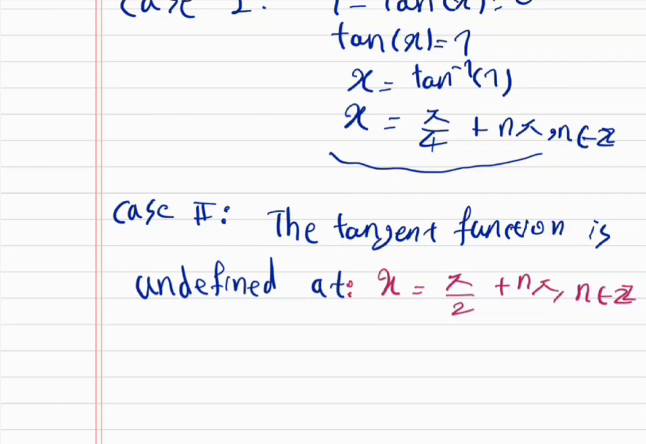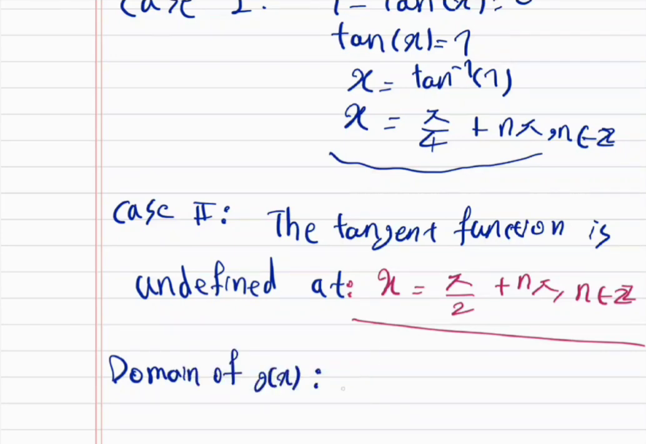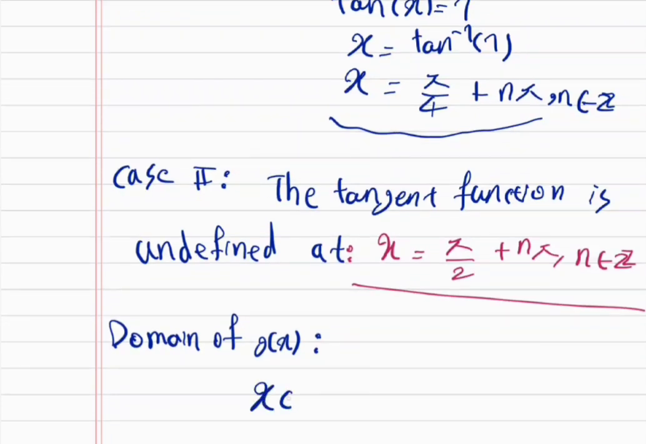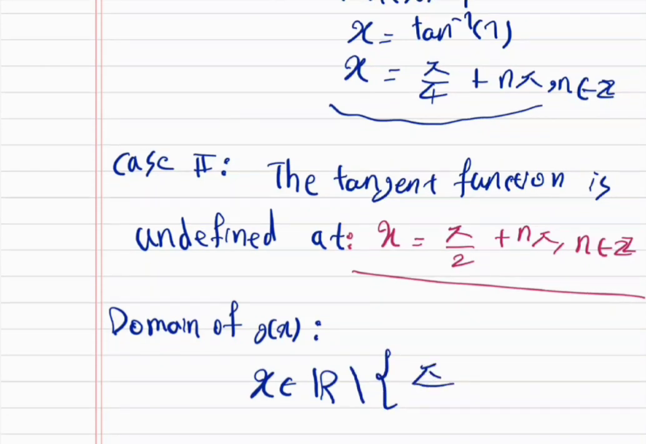So yeah, this is another set of values for which the function is undefined, and therefore the domain of g of x is all the x values that are in the set of real numbers, except, now we write both of our findings, the values that satisfy pi over 4 plus m pi, and the values that satisfy pi over 2 plus n pi, given that n belongs to the set of integers. So yeah, that's basically the domain of this function.